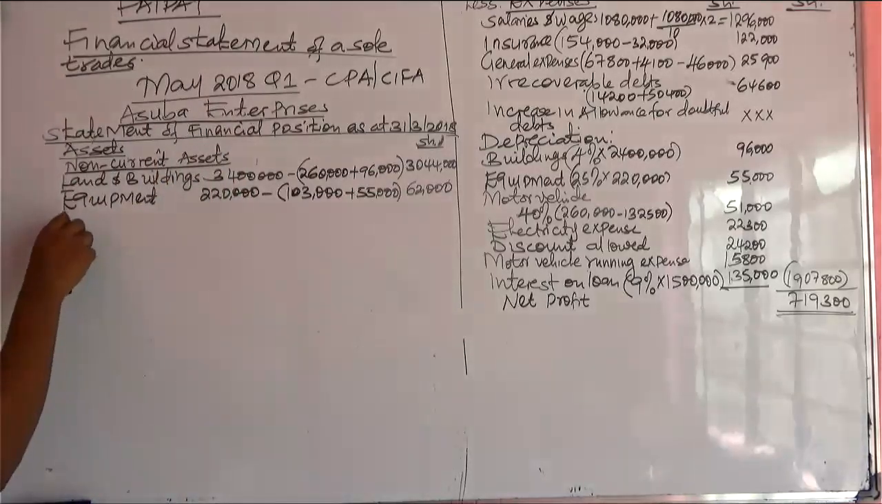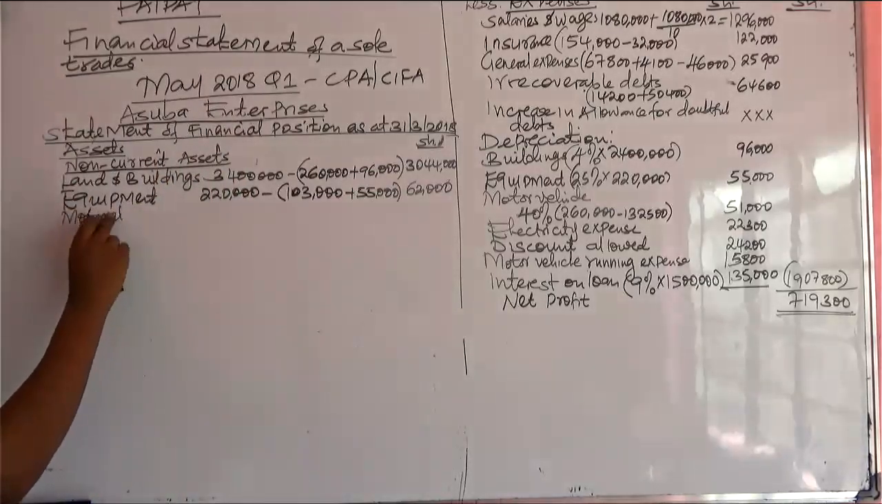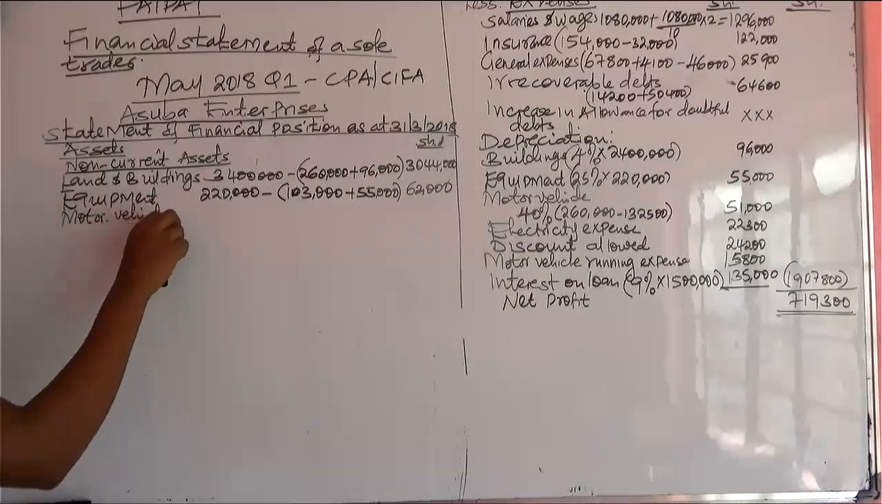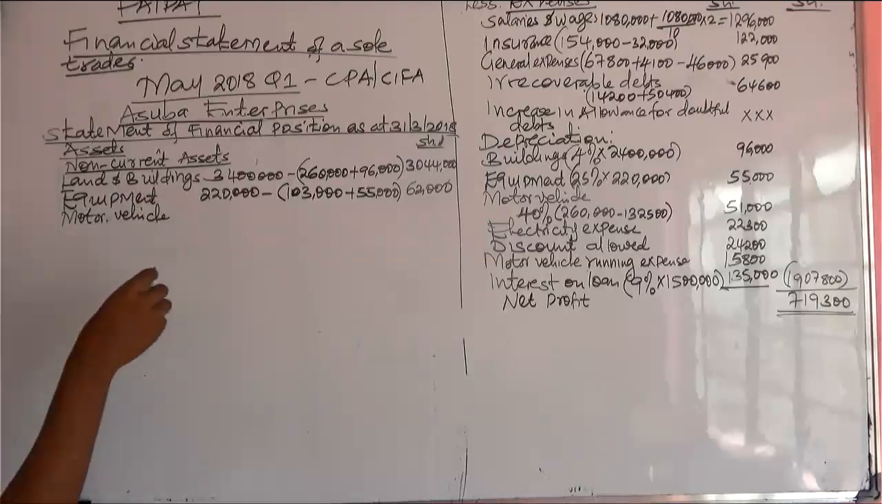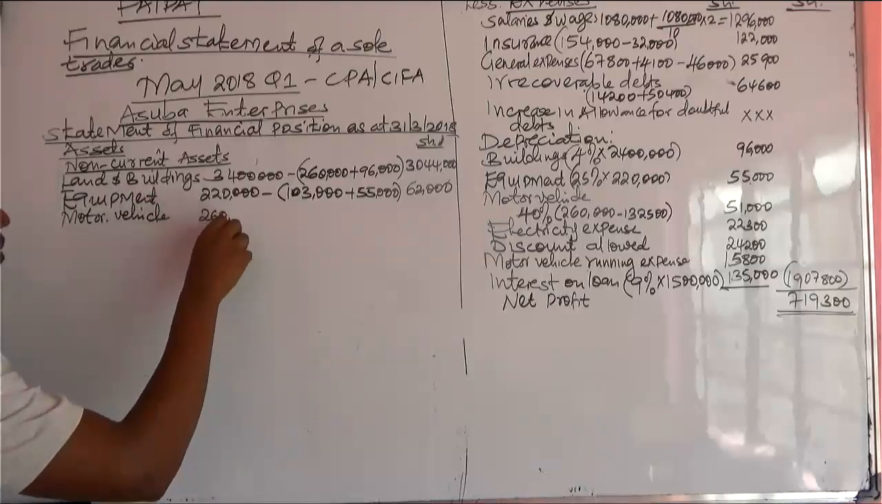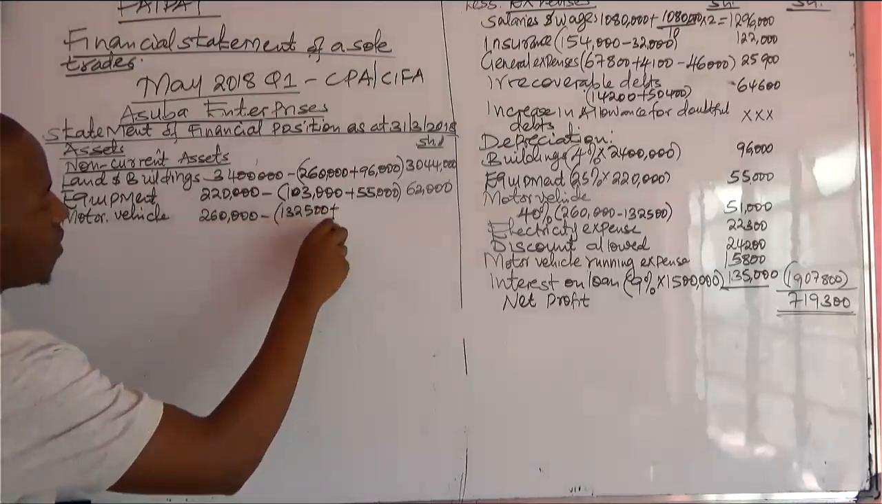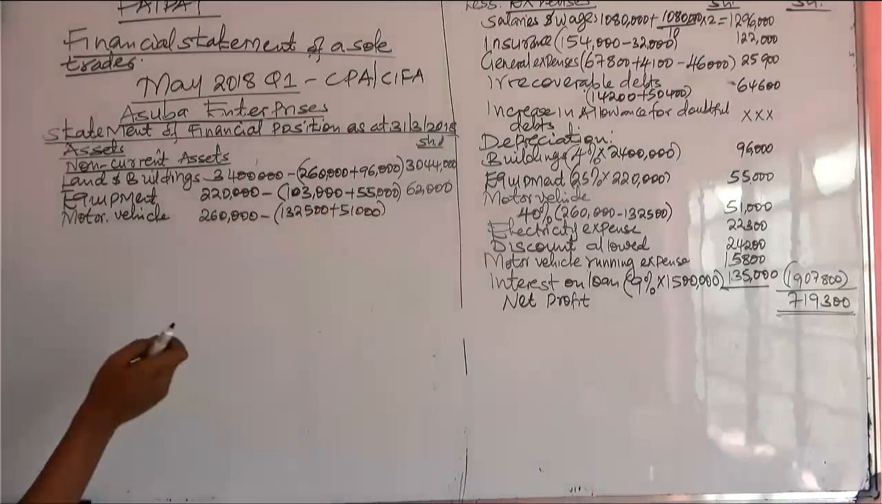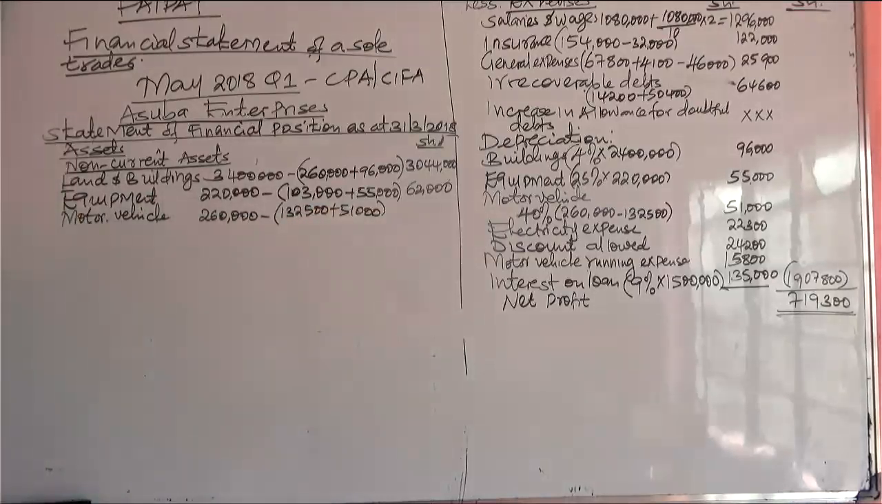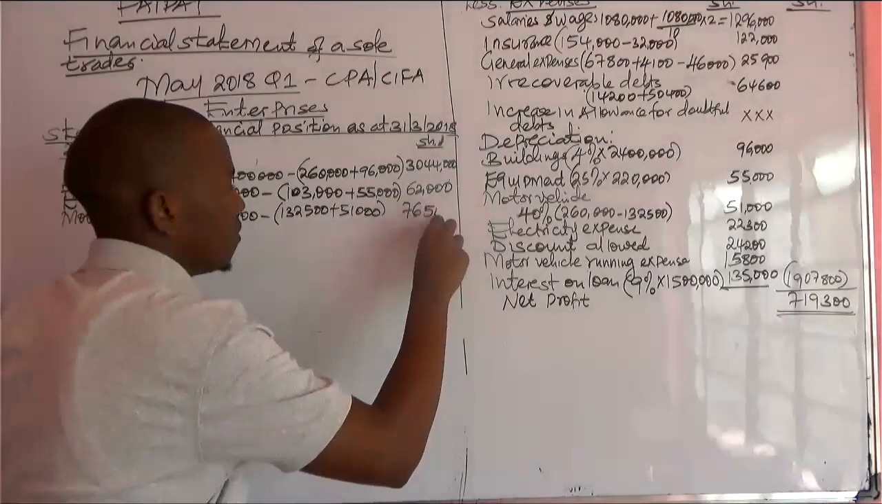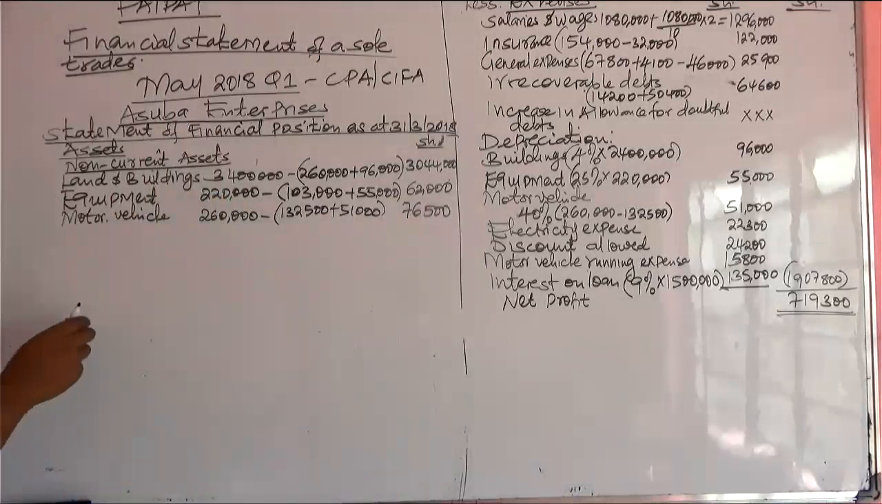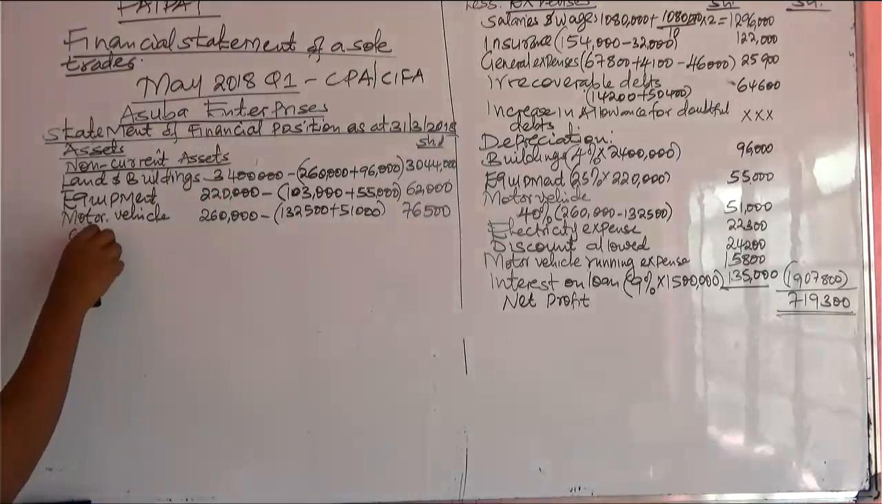We proceed. Motor vehicle. So what was the cost for the motor vehicle? It was 260,000, less the accumulated depreciation, 132,500 plus 51,000. So the net book value is 76,500. We proceed. We have current assets.